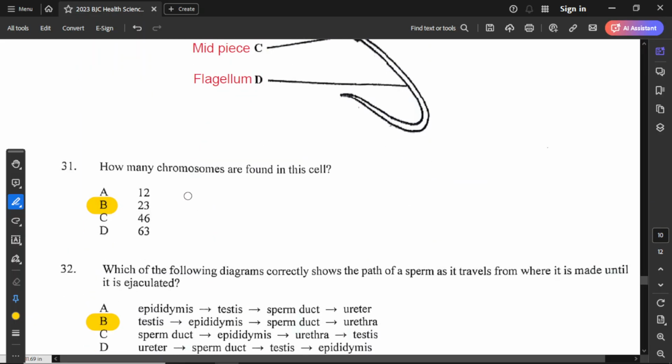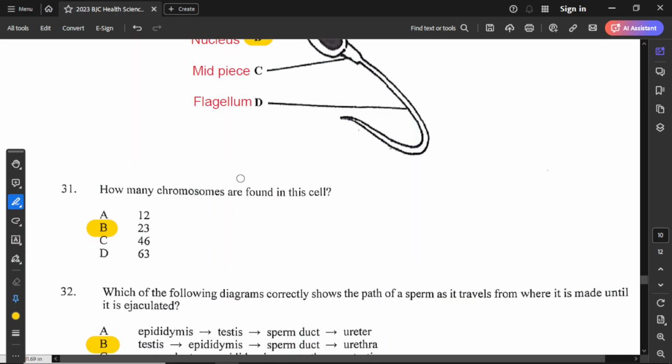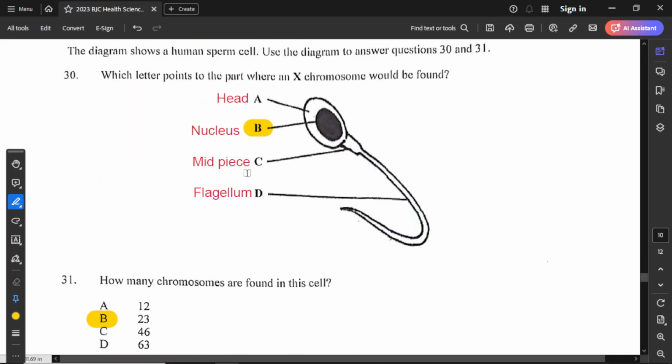For question number 31, how many chromosomes are found in these cells? And remember that the number of chromosomes found in gametes or sex cells will be half the total number.